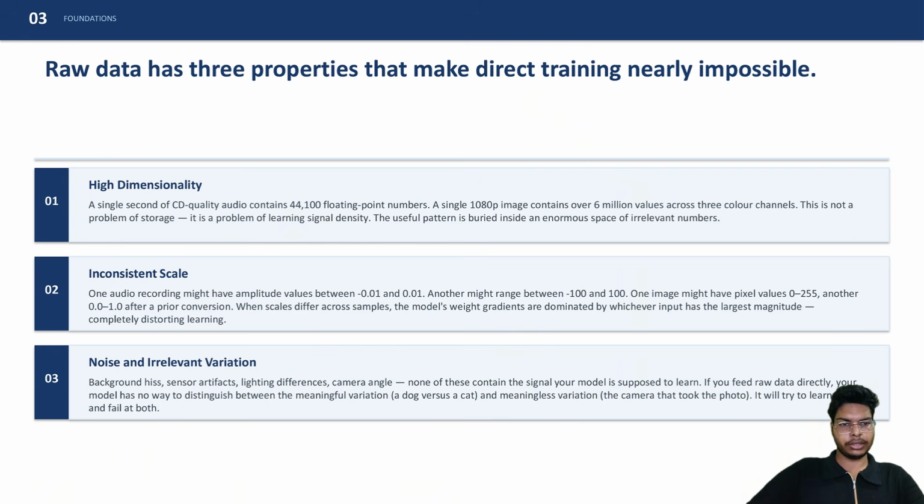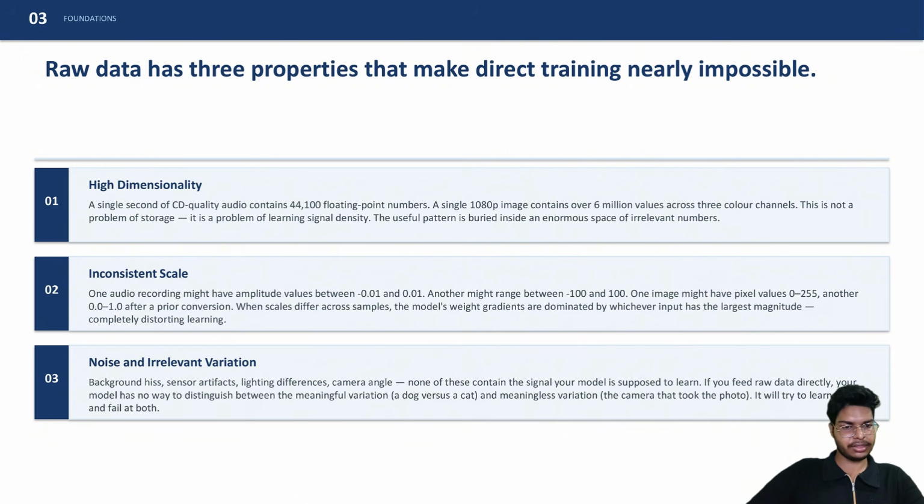Raw data has three properties that make directly training on it nearly impossible. These are, exactly, high dimensionality: 1 second of audio is 44,100 numbers, and the useful signal is buried in there somewhere. Inconsistent scale: if one sample ranges from 0 to 255 and another 0.0 to 1.0, our gradients get dominated by whichever value is larger, completely distorting the learning.